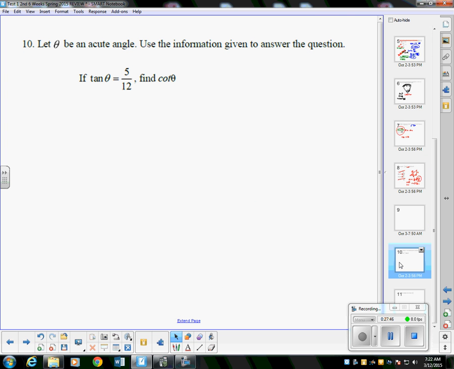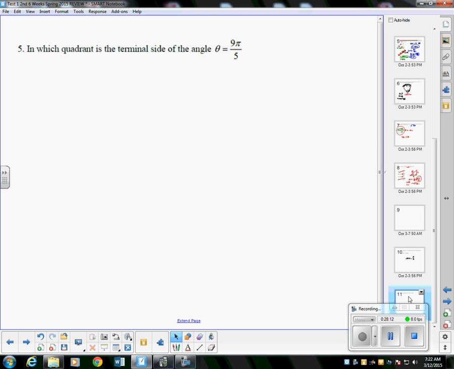Okay, theta is an acute angle. Use this information to answer the question. If the tangent of theta is 5/12, find the cotangent. All right, this should be really easy. We don't even need to do a triangle with this. If the tangent is 5/12, the cotangent is just simply the reciprocal. It's 12/5. And yes, you will have a couple of questions that are that easy on this.